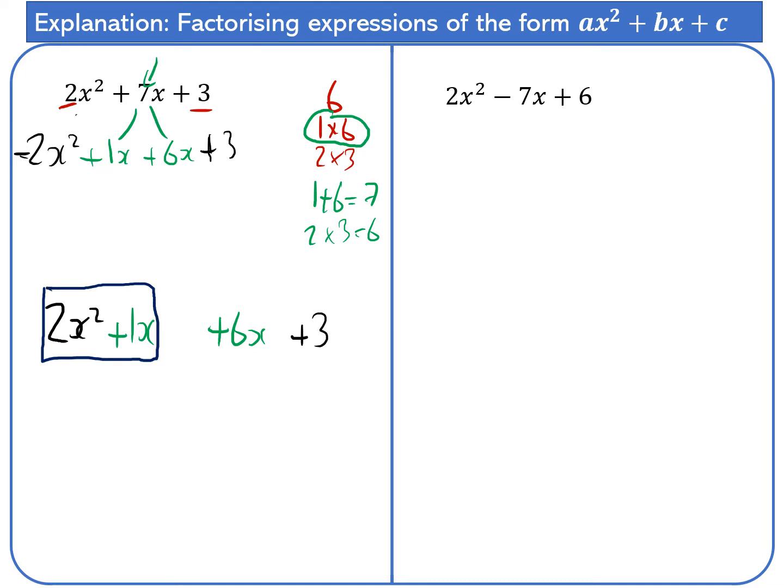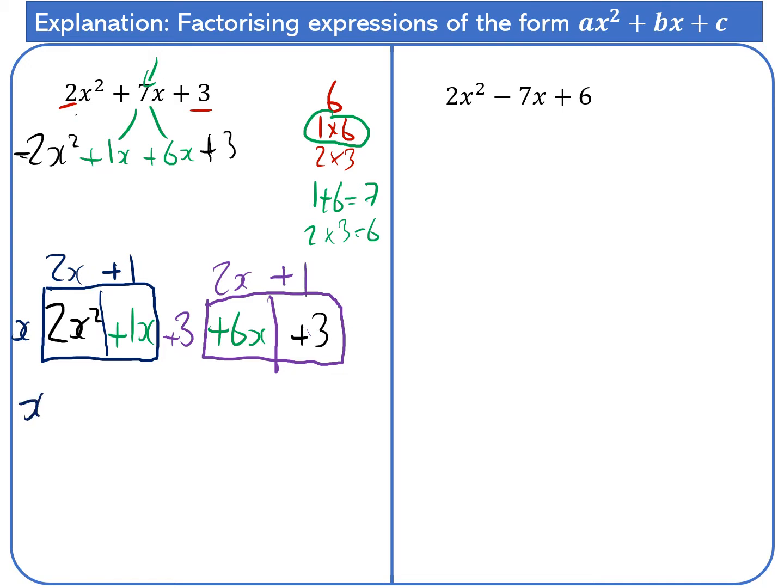And I box that up now and factorise it. So I've got x, which is a common factor to both terms. So x times 2x is 2x squared. x times 1 is 1x. And then I go over here, box that up. Common to both sides is 3. 3 times 2x is 6x. 3 times 1 is 3. And now just write those brackets out like we've done before.